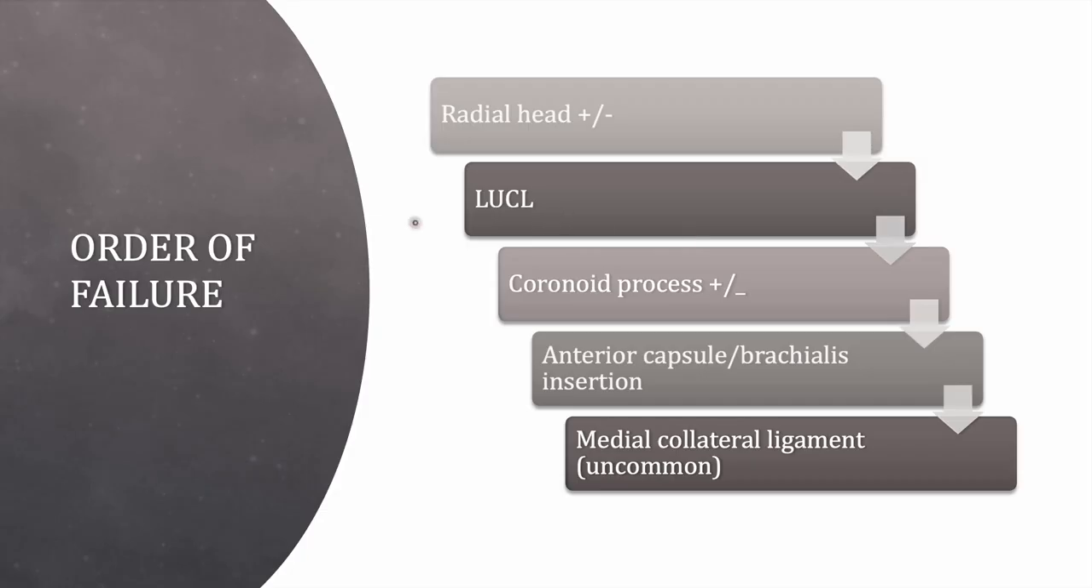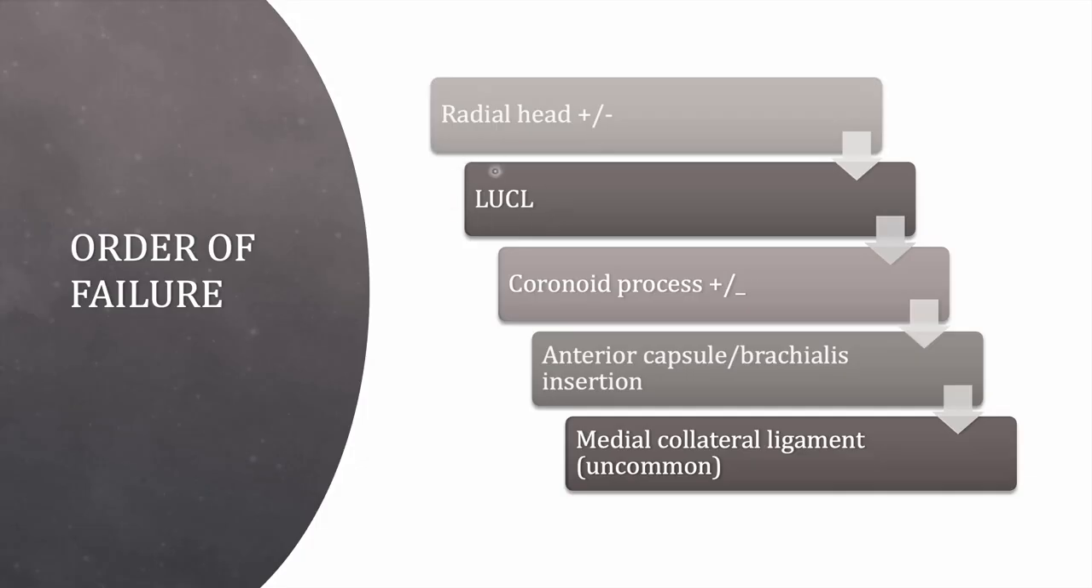Now, order of failure in terrible triad injuries. By this time it should have been clear that the first thing that fails is the radial head fracture, but be aware in some scenarios you might not find a radial head fracture, because before the bony failure occurs the elbow would have already dislocated in the posterolateral direction, but the radial head fracture might not be there.